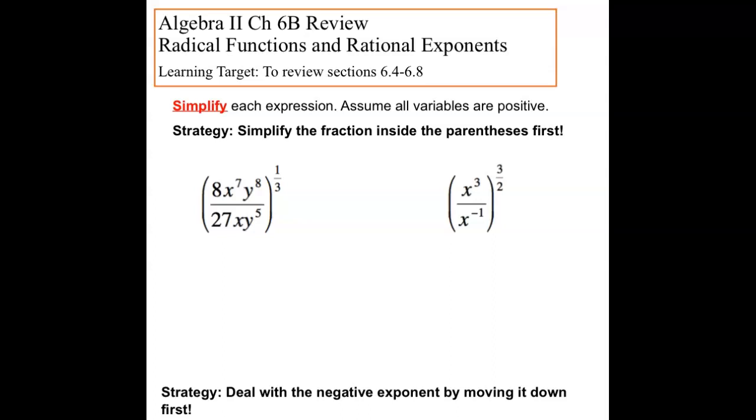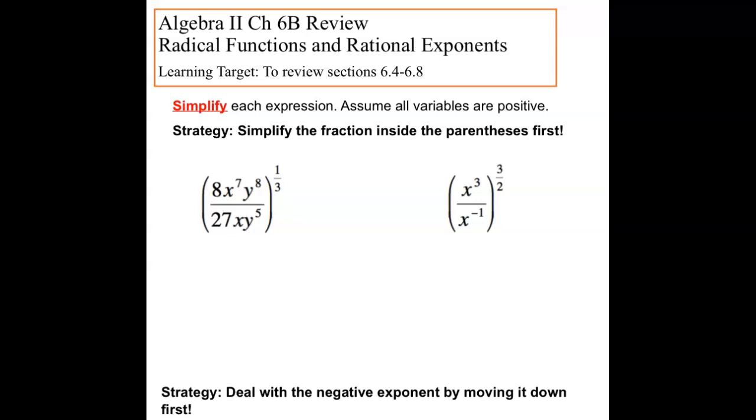All right, today we're going to look at reviewing for our Chapter 6b test. Our first topic is to simplify each expression. Assume all variables are positive. That means we're not going to worry about needing absolute value bars. Our strategy is to simplify the fraction inside our parentheses first.